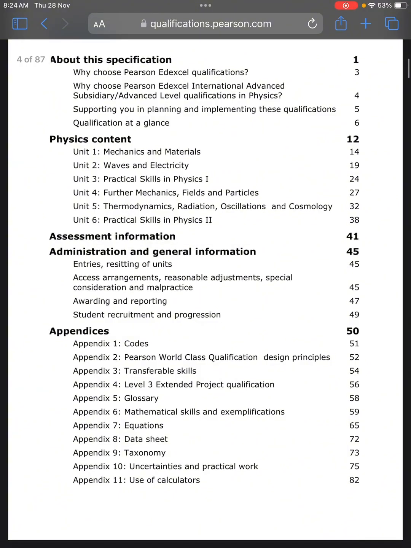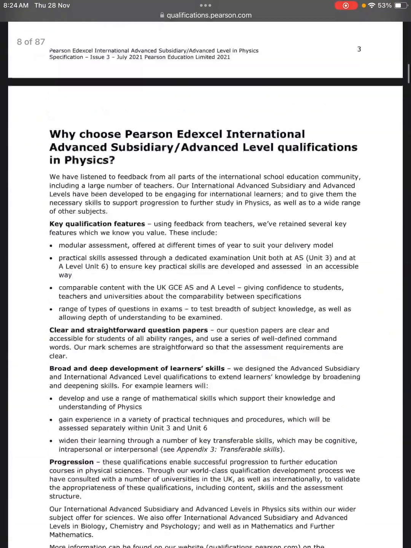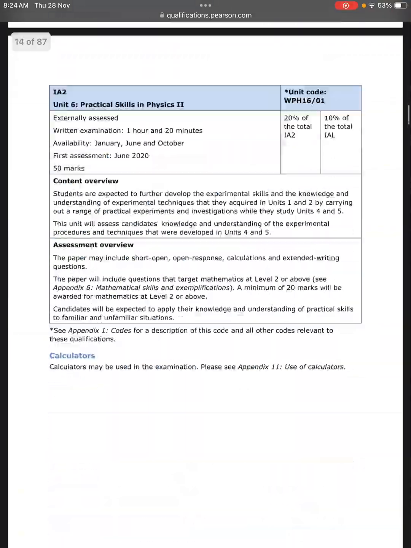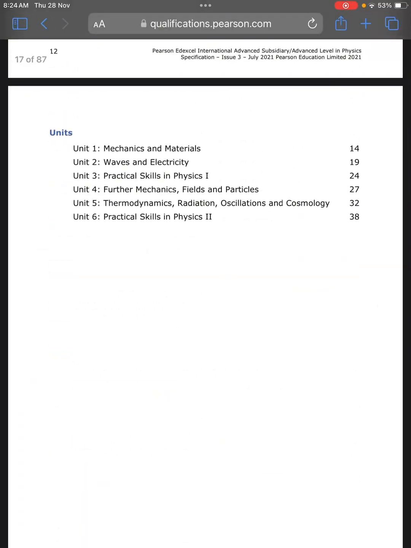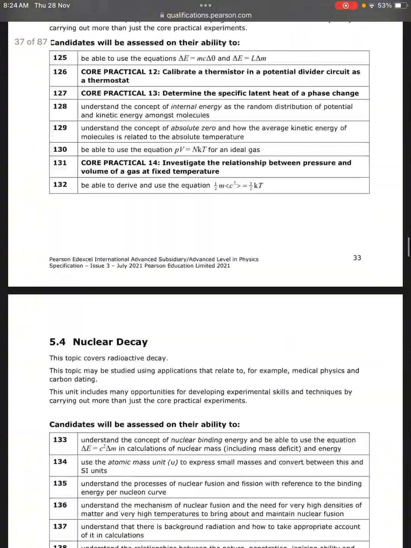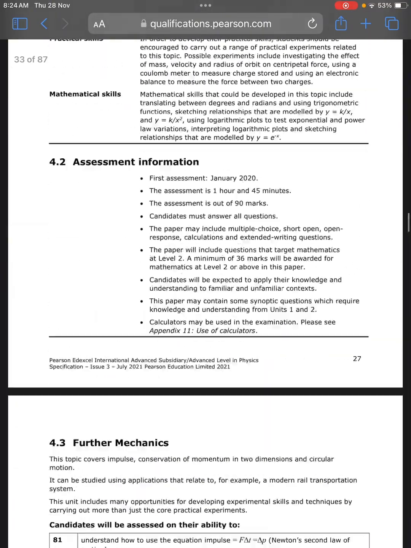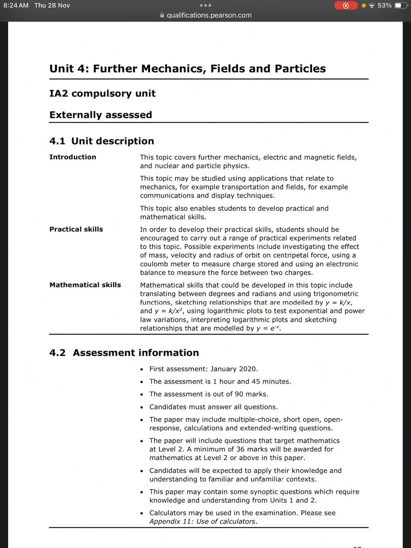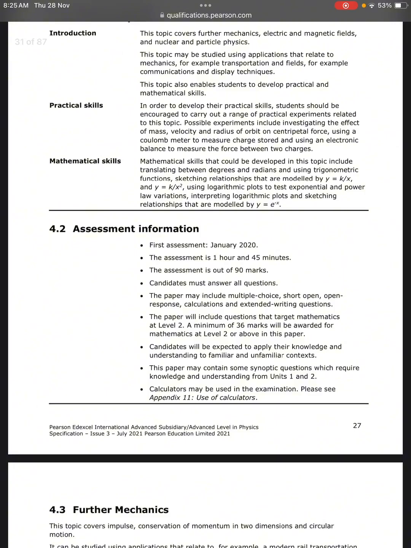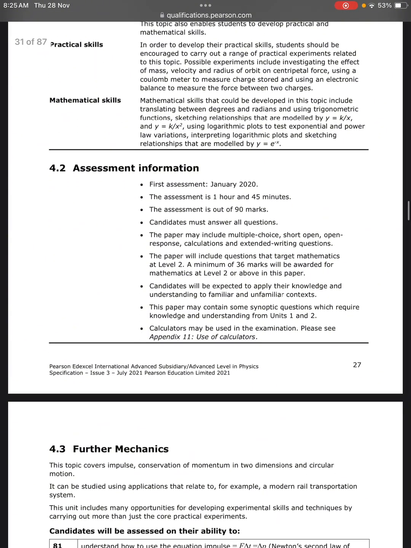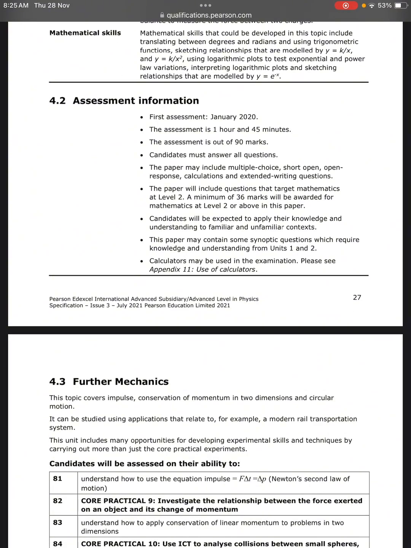So for example, if we go to Unit 4, further mechanics, let's try to scroll, sorry. Maybe it's not a good idea because maybe this makes people dizzy. So page 27, let's see. I passed it, sorry. Okay, so for Unit 4, for example, it's called Further Mechanics, Fields and Particles. It's a compulsory unit. So they give you a description about what this unit is about, and what practical skills you need to learn to cover this unit. They talk a little bit about what the assessment is like. It takes 1 hour and 45 minutes out of 90 marks. Candidates must answer all questions, etc.